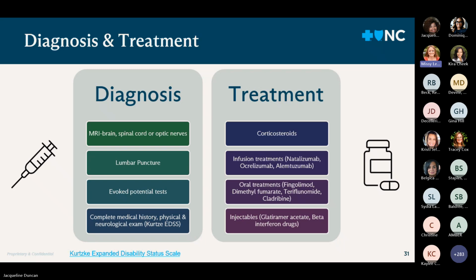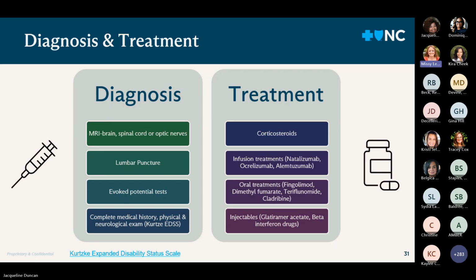There is also the Kurtzke Expanded Disability Status Scale, which measures the disability status of people with MS on a grade scale of 0 to 10 in half-point increments. A link to download the Kurtzke EDSS form from the National MS Society is provided on this slide.